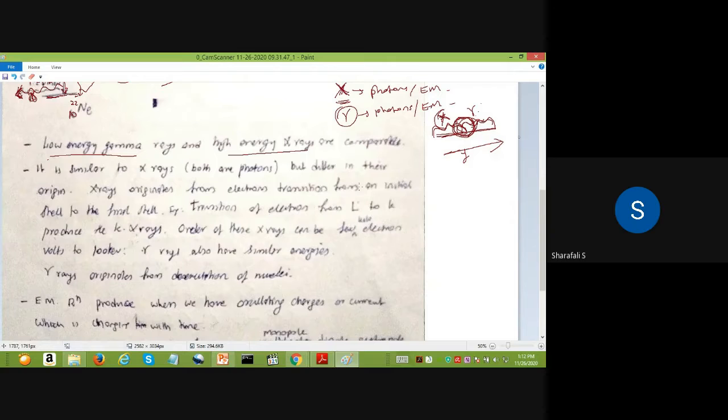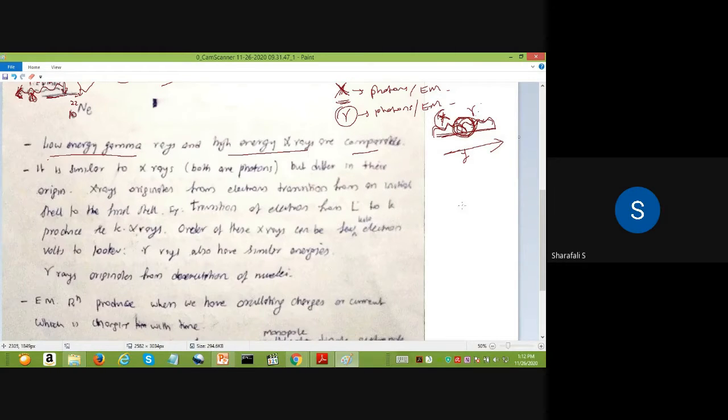Okay, so that's that story, that high-energy X-rays are comparable with gamma radiation, and it is also similar because they are photons. X-rays are electromagnetic radiation, and gamma rays are electromagnetic radiation. Both of them are photons. They are similar, but their origins are different.